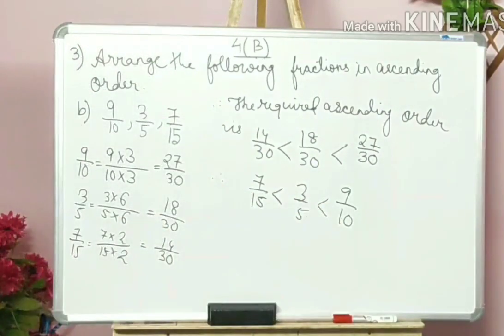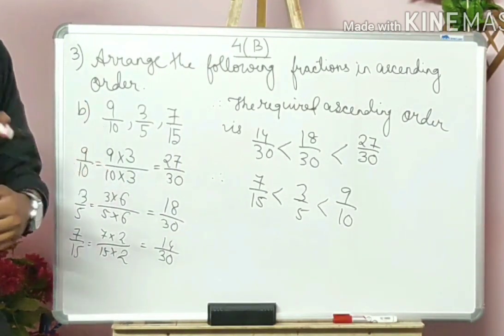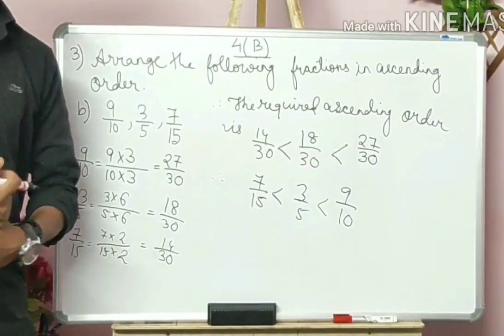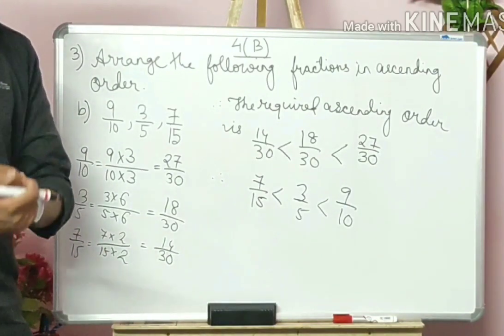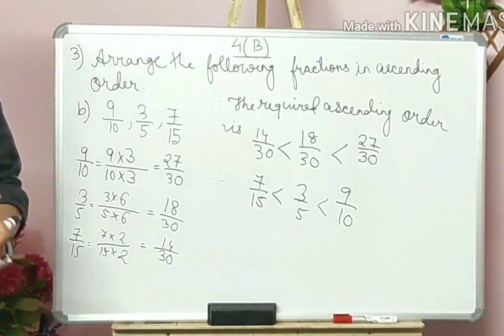So I think you have got this question number 3. One more question was there in question number 3. I have done B. You do question A on your own. Okay, after that we are going to do question number 4. If you have any doubt, you can ask me.